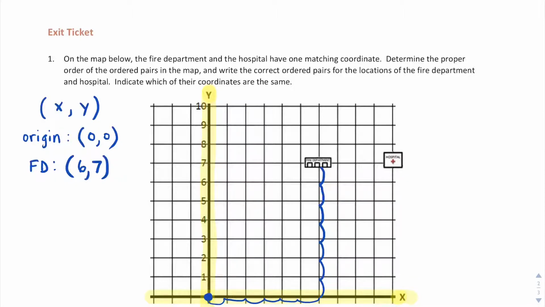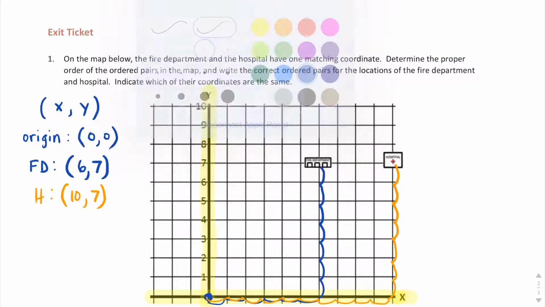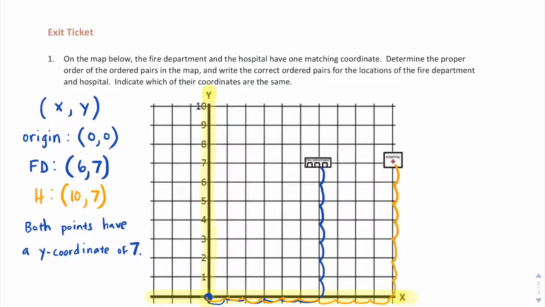Next up is the hospital. So where is the hospital located? Let's go ahead and label it H for hospital. And I see that I need to move 1, 2, 3, 4, 5, 6, 7, 8, 9, 10. So my x coordinate is 10. And then it looks like I go the same distance up. So my y coordinate is 7. Coordinates are 10, 7. Which two coordinates are the same? Both points have a y coordinate of 7.